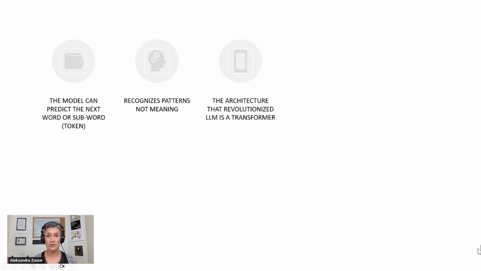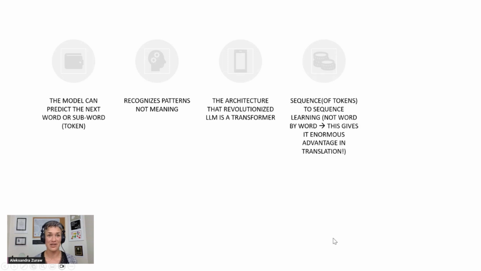For those who are familiar with image analysis, you know that the architecture that revolutionized image analysis and outperformed everything else during the Camelyon Challenge in 2017 was a convolutional neural network. That was the buzzword, the keyword for image analysis. Here is the transformer. The transformer is the architecture that revolutionized large language models. So it doesn't work word by word anymore.